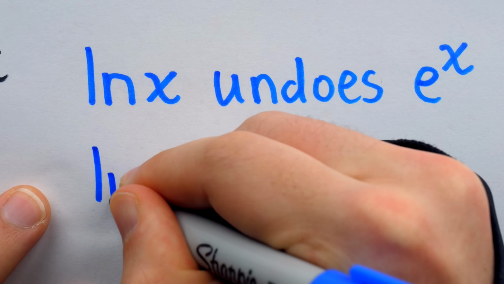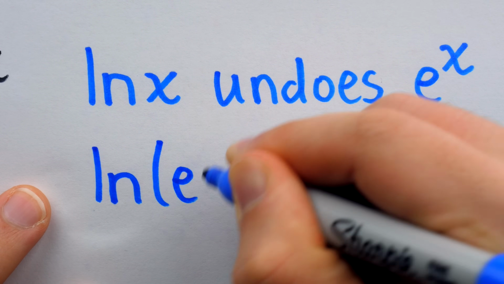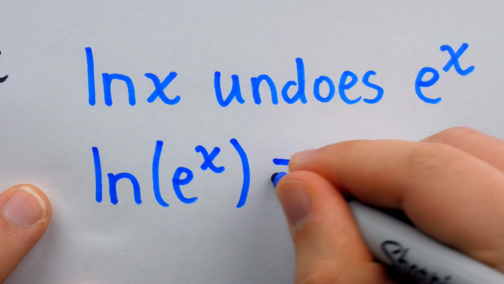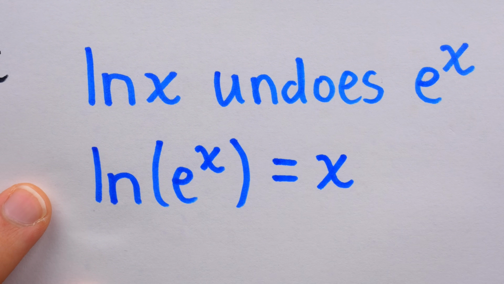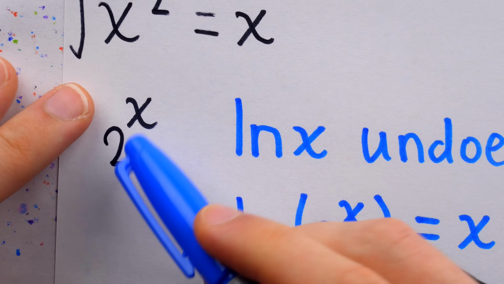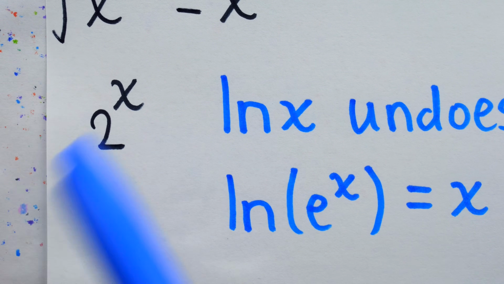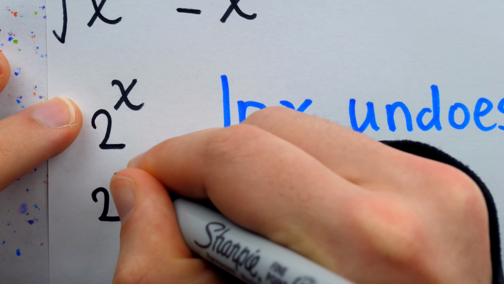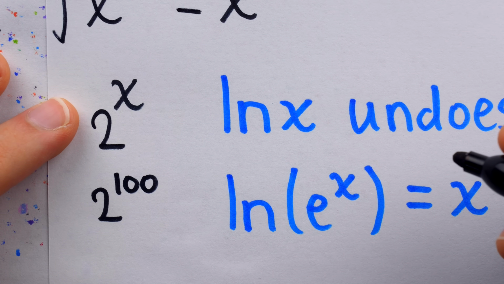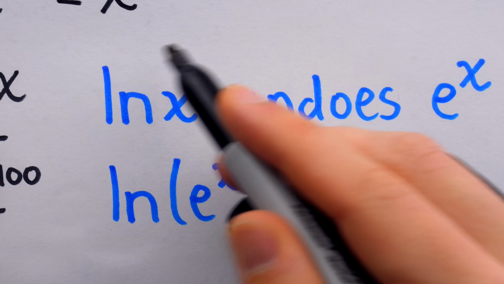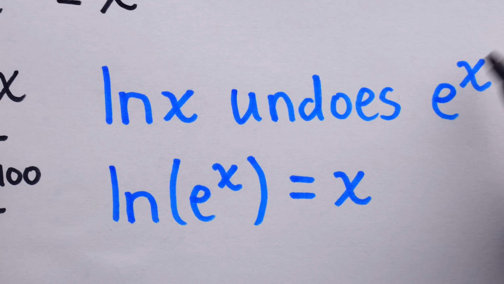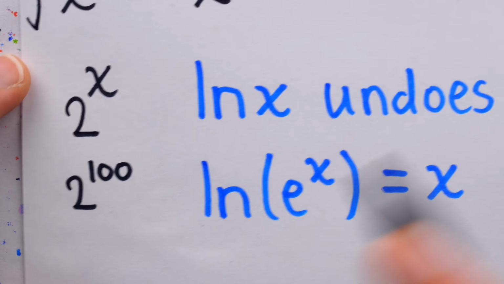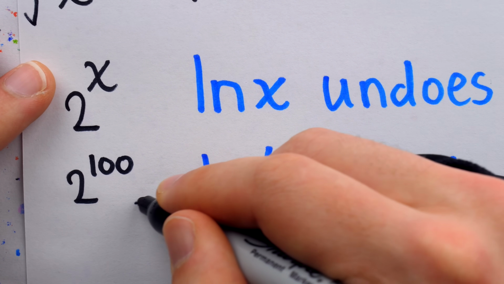So if I take e to the x and I put it in this natural log function, the natural log undoes this exponentiation process, and the output is the number x. Exponential functions like e to the x and 2 to the x grow very, very quickly. For example, 100 is not that big of a number, but 2 to the power of 100 is massive. Since logarithms, like the natural log, are inverses of exponential functions, it shouldn't be surprising that they grow very, very slowly, the opposite of exponential functions, which grow very, very quickly.